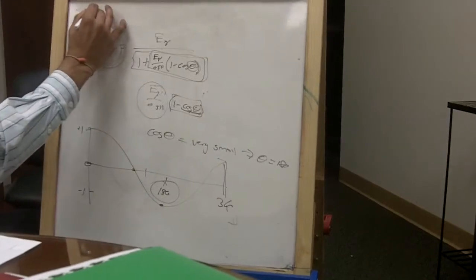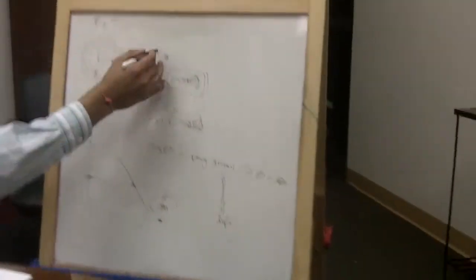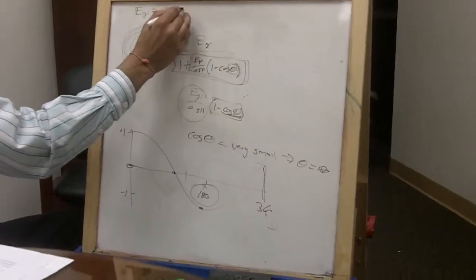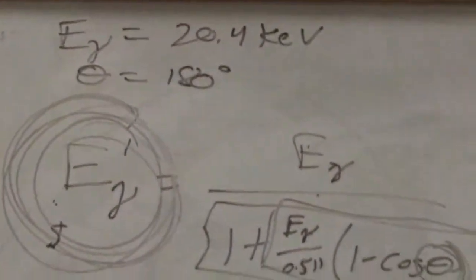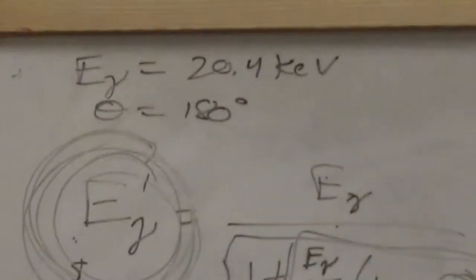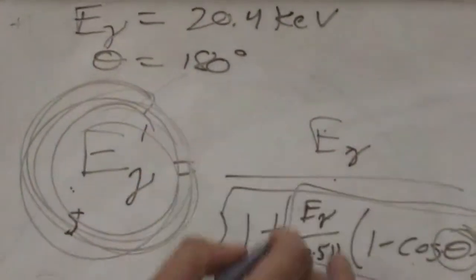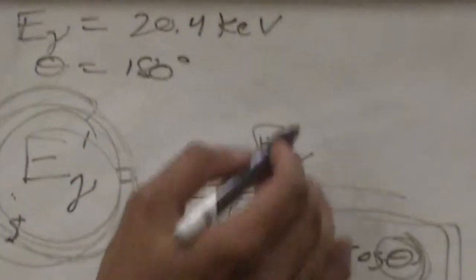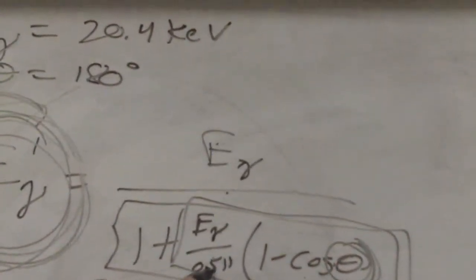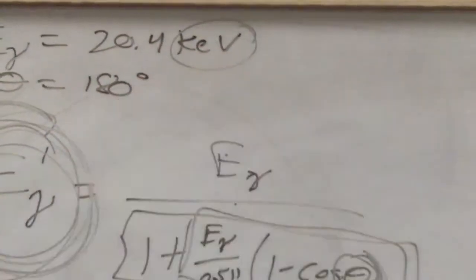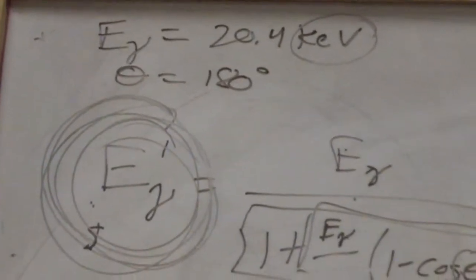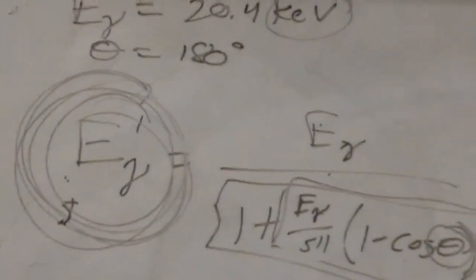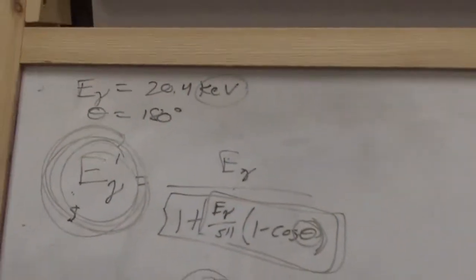So what do we have? We have our initial energy is equal to 20.4 keV, right? We have our theta is equal to 180, because that's what we determined would minimize the energy of our photon. One thing to keep in mind here is I use 0.511 here, that's MeV, so either we can make this 511 keV, or we can convert this to MeV. Let's just keep it as keV. So instead, change the formula to 511. So plug it in, what do you get? Plug in all your values.